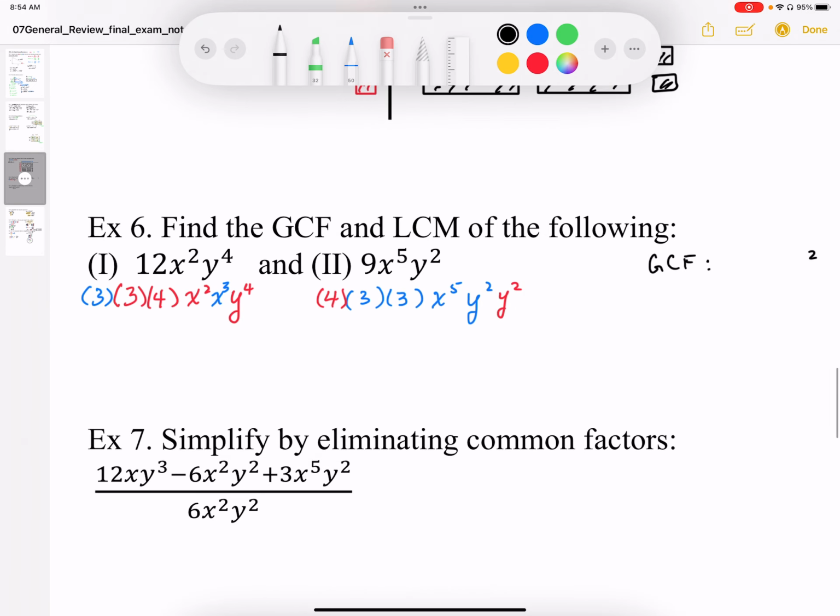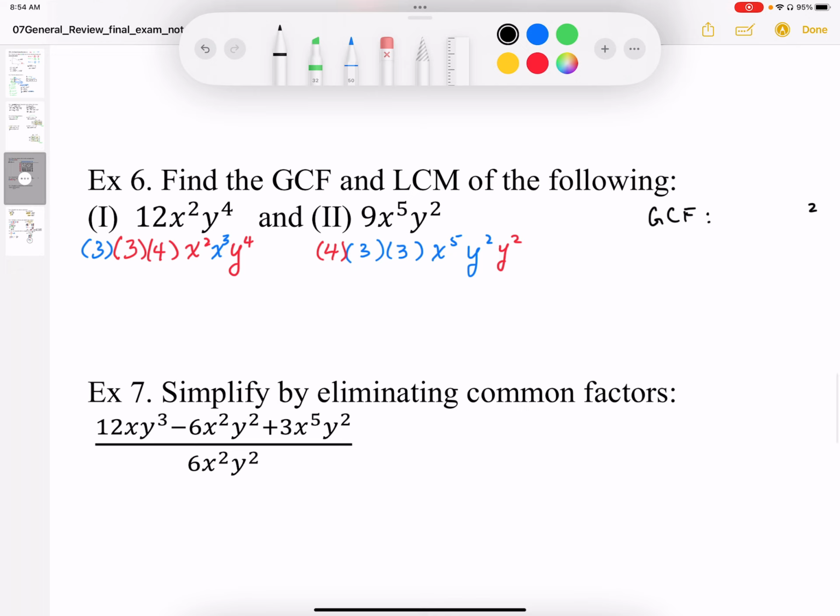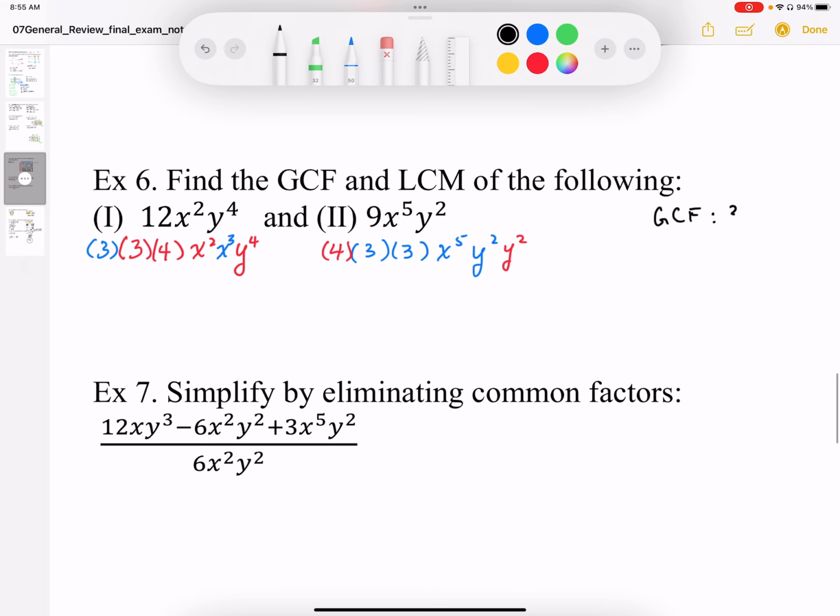For lowest common multiple and greatest common factor, we're going to do the greatest common factor first. The greatest common factor tends to be a bit easier. And with the greatest common factor, we want to know what is the biggest number that divides into both. So we can see that for 12 and 9, the biggest number that will divide into both is going to be 3.